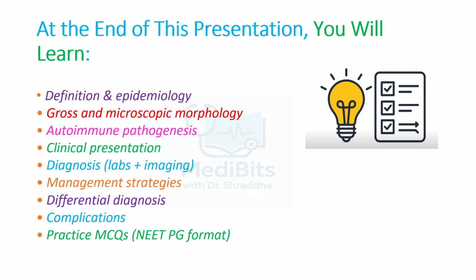By the end of this video, you will be able to clearly define what Hashimoto's thyroiditis is and understand who it most commonly affects and why. You will also learn to recognize both gross and microscopic pathology, which is essential from exam perspective, especially in pathology viva and practicals. We will then go through underlying autoimmune mechanisms, which are the foundation of this condition, followed by typical clinical features and how the disease usually progresses over time.